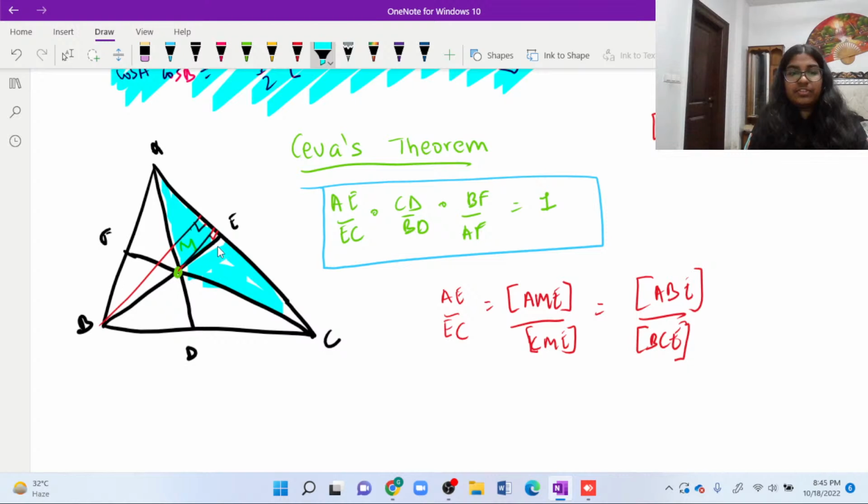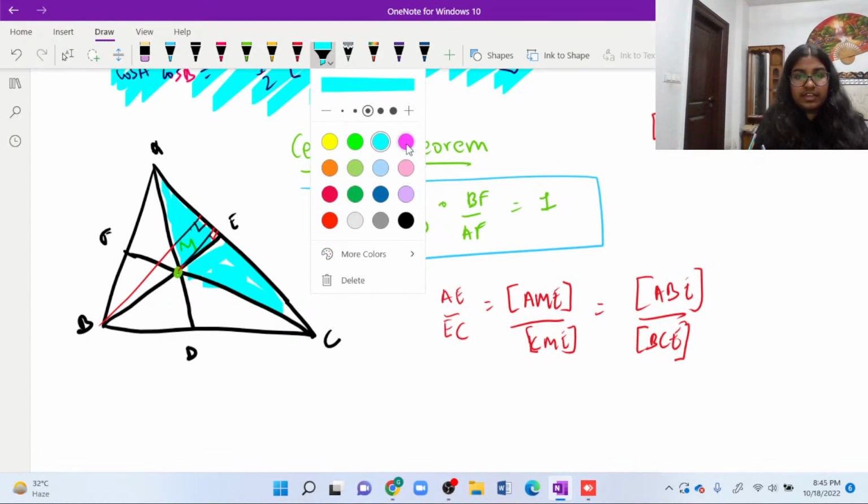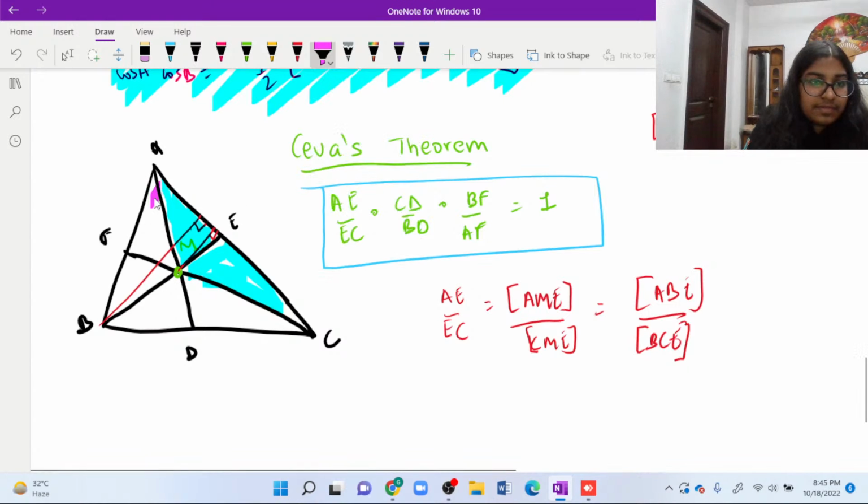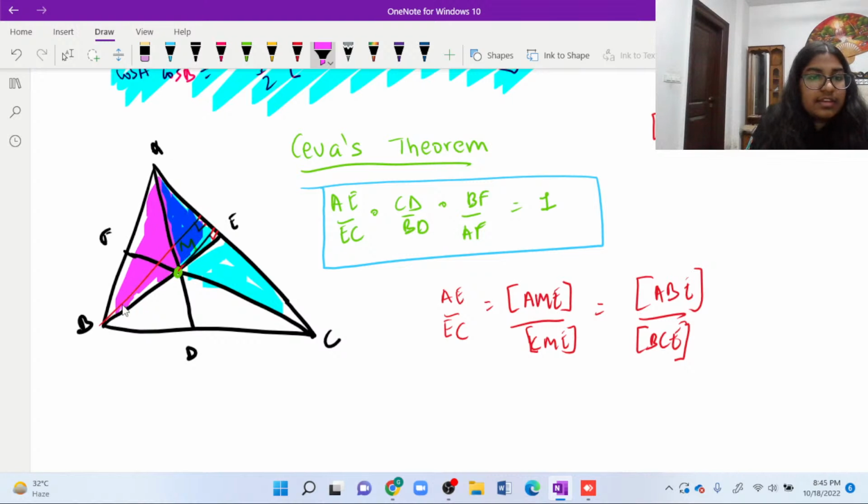So ratio of these two areas is AE by EC, and if we take area of ABE, oh sorry, this is, let's say X and this is Y. So area of ABE is BY times AE times half, and area of BCE is CE times BY times half. So I'll just write it down.